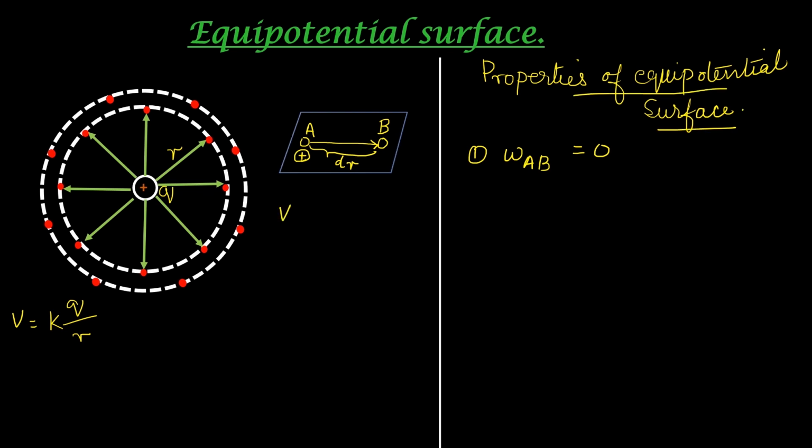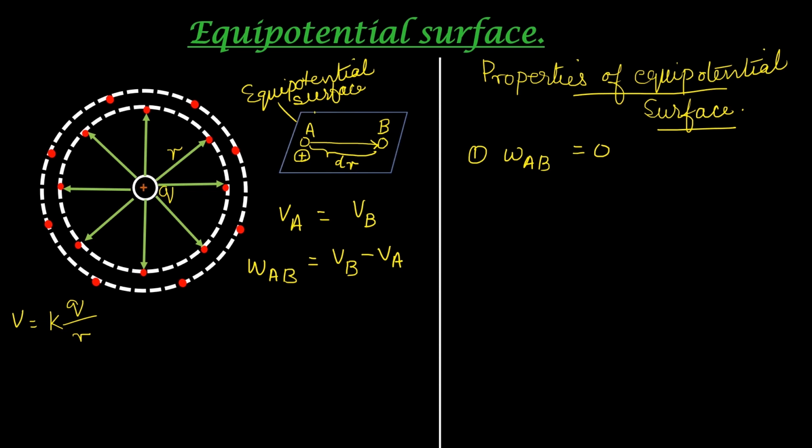Since this is an equipotential surface, VA, the potential at A, is equal to VB, the potential at B. We know work done AB is equal to VB minus VA. That is the difference in the potential between the two points or locations. For unit charge, this becomes (VB minus VA) divided by Q. But VB minus VA will be equal to 0 because we have already seen VA is equal to VB.